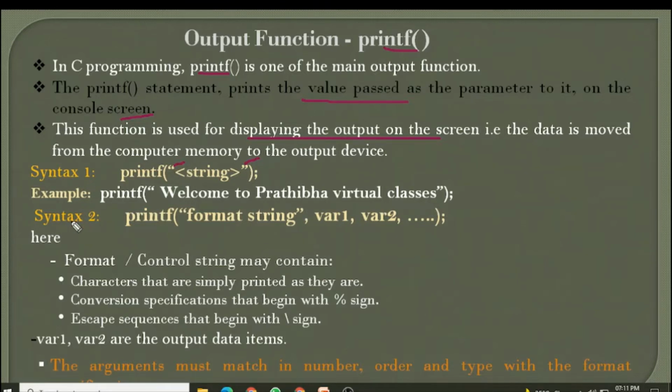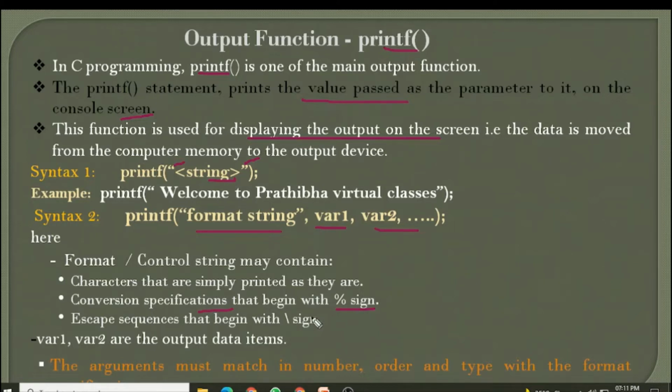Another type of syntax is the printf. Here we can specify, within the double quotes, a format string, and after that we can specify different arguments, var1, var2, like this. Here this format, which we also call the control string, may consist of characters which are simply printed as they are, like the above syntax. And it can also consist of conversion specifications which begin with the percent sign.